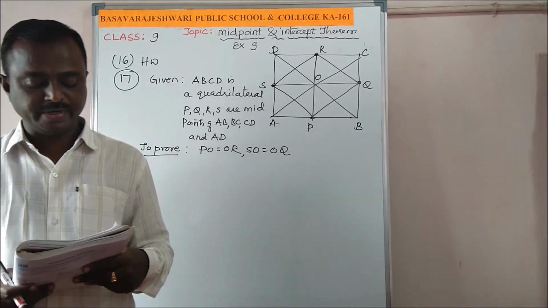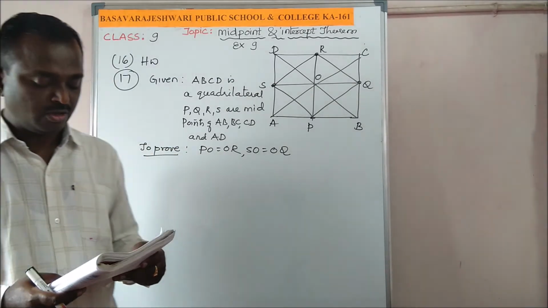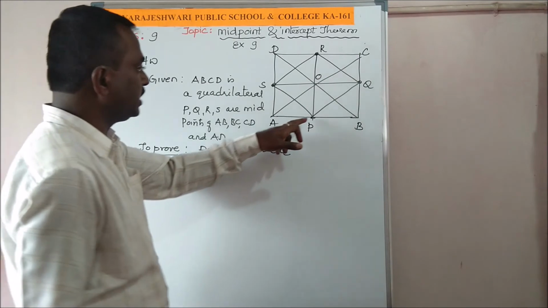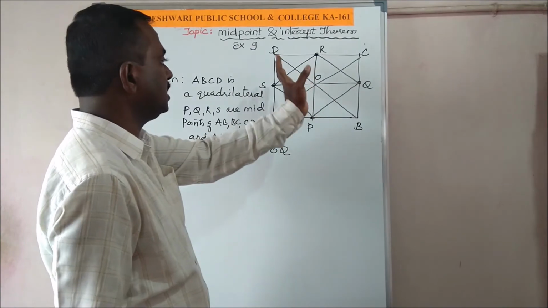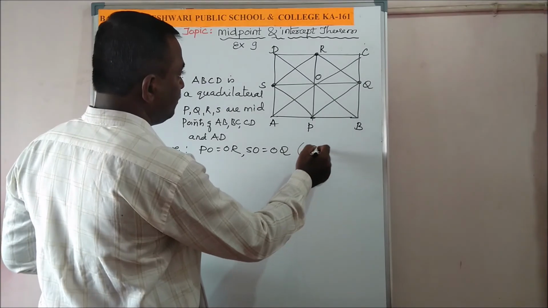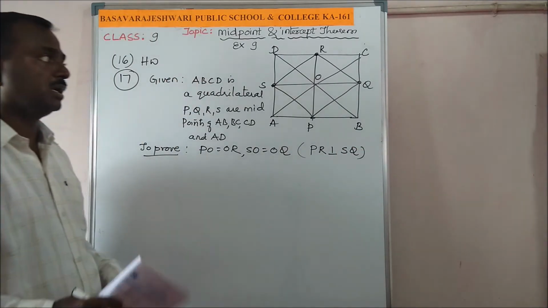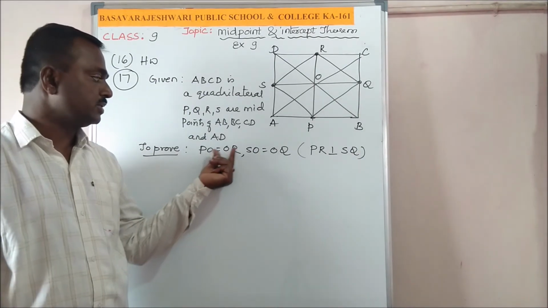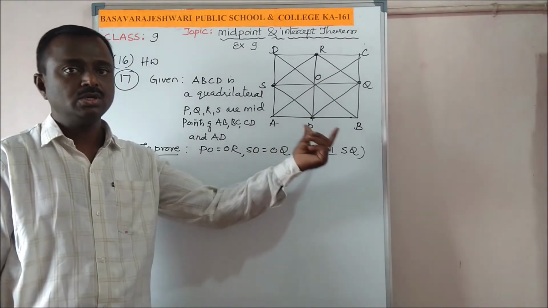Okay. Now 17. Prove that the straight lines joining the midpoints of the opposite sides of a quadrilateral, that is PR and SQ, bisect each other. In another form, we can say PR is perpendicular to SQ. Or in another form we can write PO is equal to OR, SO is equal to OQ.